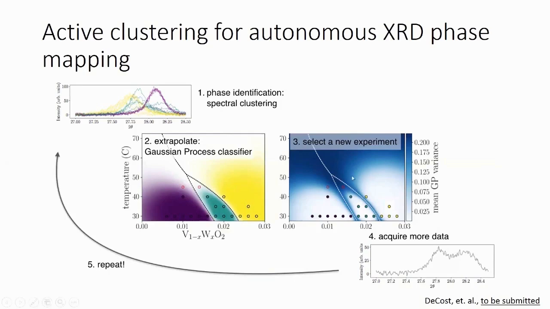At each temperature increment, it basically says these are the phase regions I think I see, and these are the 2 next most informative spots that I would like for you to measure so that I can minimize my uncertainty moving forward.